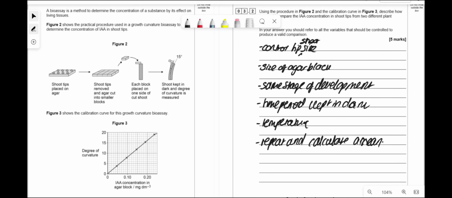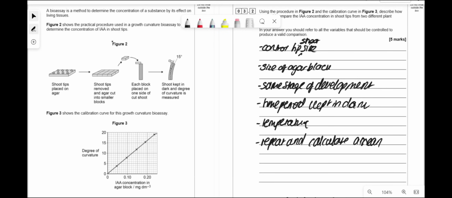So whenever you get questions where you're interpreting a bioassay or anything that involves biology experiments, you need to think about the size, the volume, the shape, temperature, pH, what substances you're using, how much of each substance you're using, the organism, how old the organism is, how young the organism is, and things like that. Those are just general sort of pointers.